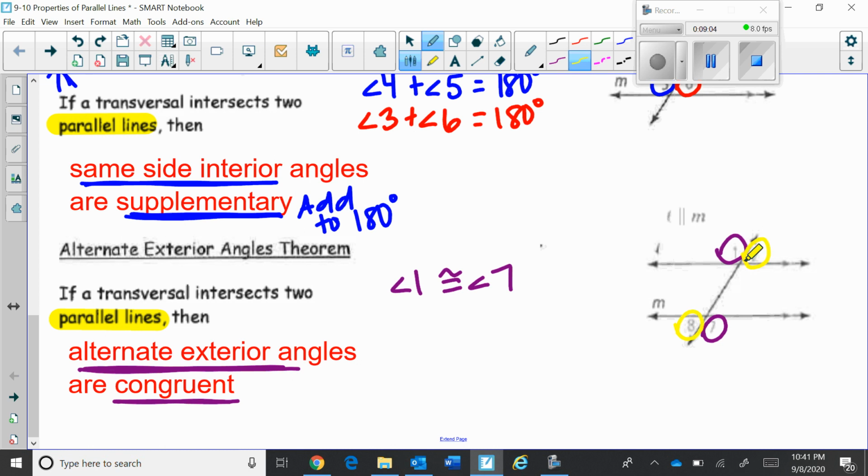Ooh, that's kind of weird. Maybe y'all can read that. Angle 8 is congruent to angle 2. If you can't read that yellow, let me know. I won't use it again. I think it looks cool though.